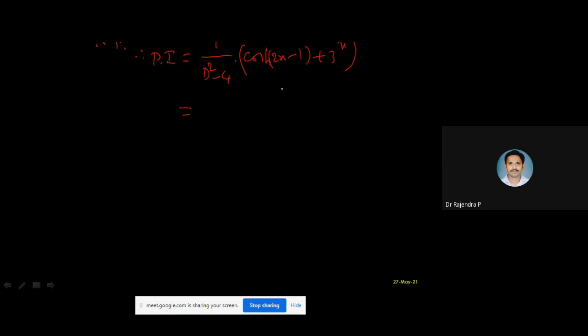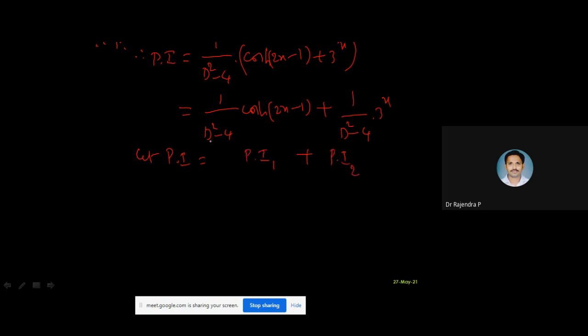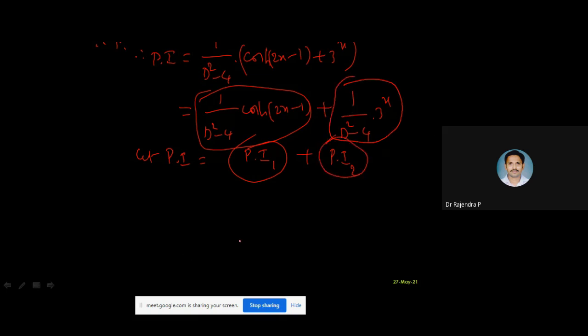Then just multiply inside: 1 by D square minus 4 cos h of 2x minus 1. This is one part. 1 by D square minus 4 into 3 power x is another part. If you want, you can assume like this: let PI is equal to PI1 plus PI2, where this whole thing I'm considering as PI1 and the other one as PI2. You can find them one by one separately, or otherwise you can do it there itself if you want.